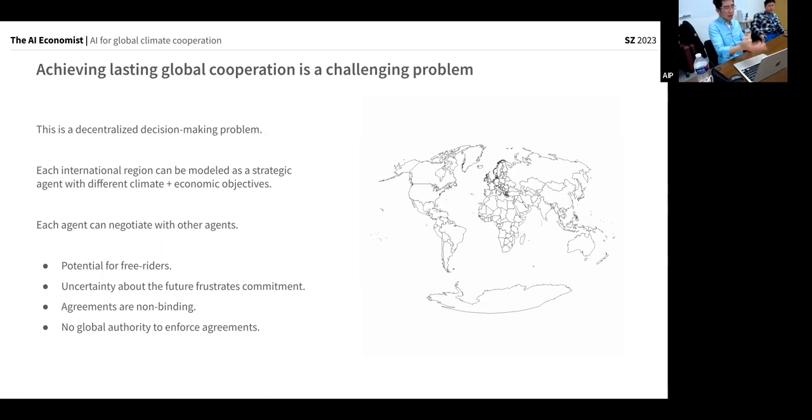And there's a bunch of other problems. There's a lot of uncertainty, and people might not agree on the projections about the climate in the world. All of these things together mean that from a machine learning and game theory point of view, this cooperation problem is super hard.